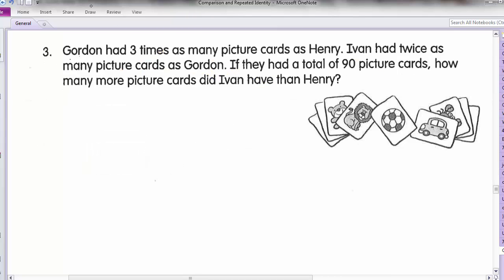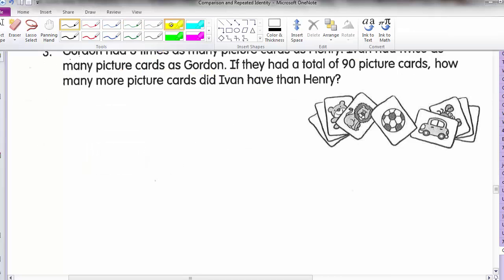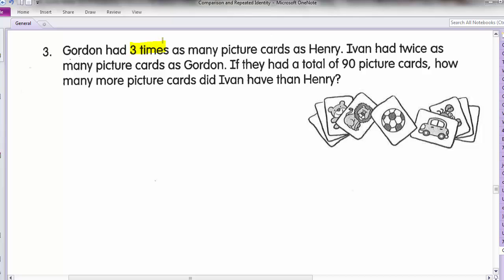Question 3. Gordon had 3 times as many picture cards as Henry. Ivan twice as Gordon. If total they have 90. Now look at the question. I want how many more picture cards did Ivan have than Henry? So that is what they're looking for. Again, same strategy. Let's draw the model. Gordon, 3 times of Henry. So Gordon will be 3 units. Henry will be 1 unit.